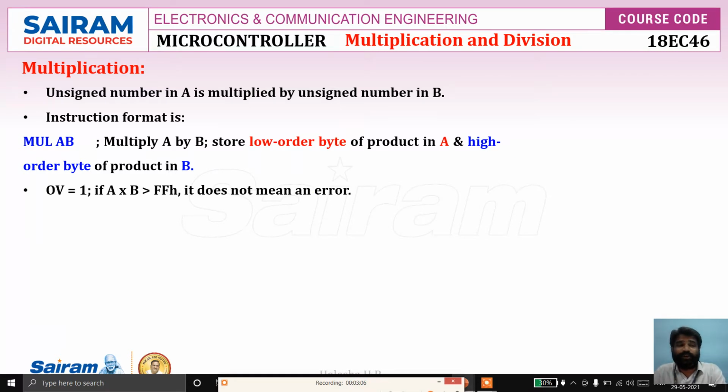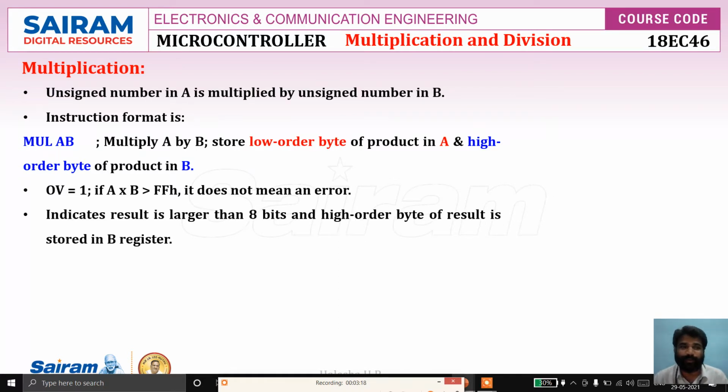Here overflow is set to 1 if the result of A times B is greater than FF. It doesn't mean an error. It indicates the result is more than 1 byte, larger than 8 bits, and the high-order byte of the result is present in the B register. The carry flag is always 0.